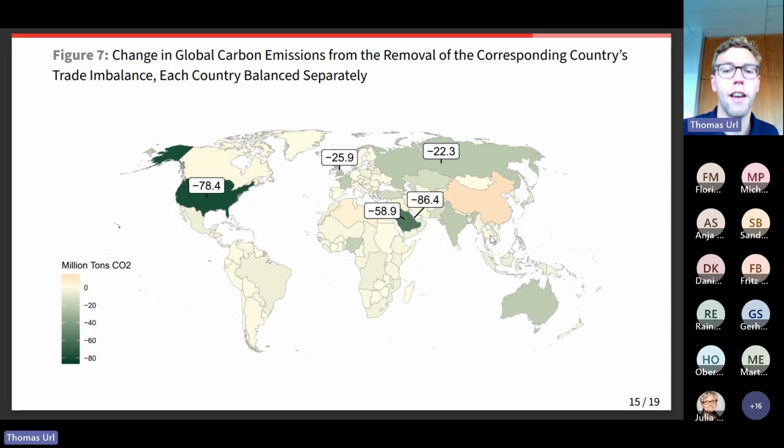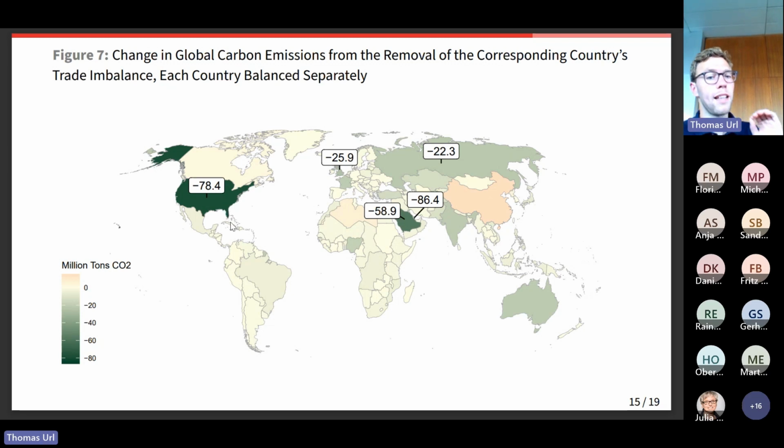Let's see, I have it here. Okay. Qatar is around 90 million tons of CO2 because they are big. They have a surplus. They serve the world market with cheap fossil fuels, and when you take away their surplus, then a little bit less fossil fuel is on the market. And now the interesting example of the United States: they're running a big deficit. When we take away their deficit, global emissions decrease by around 80 million tons.